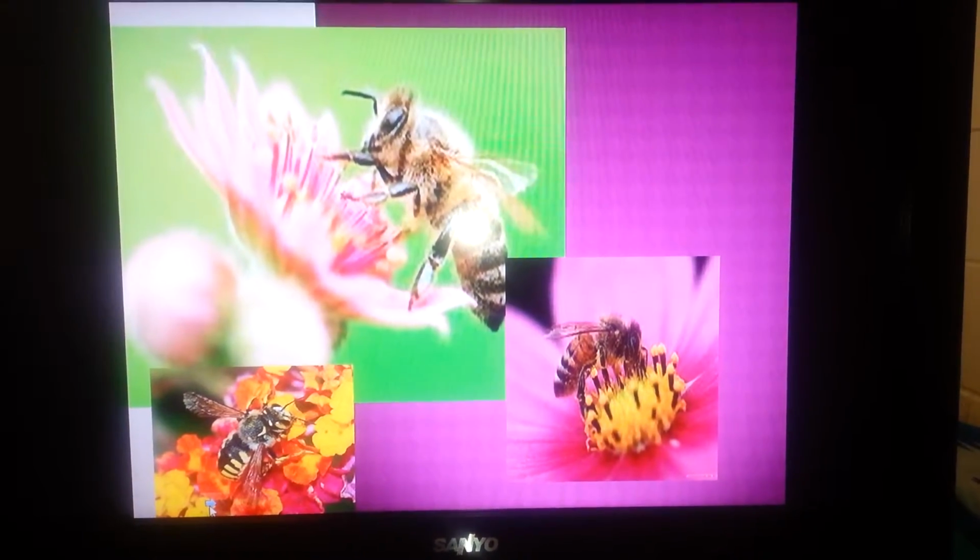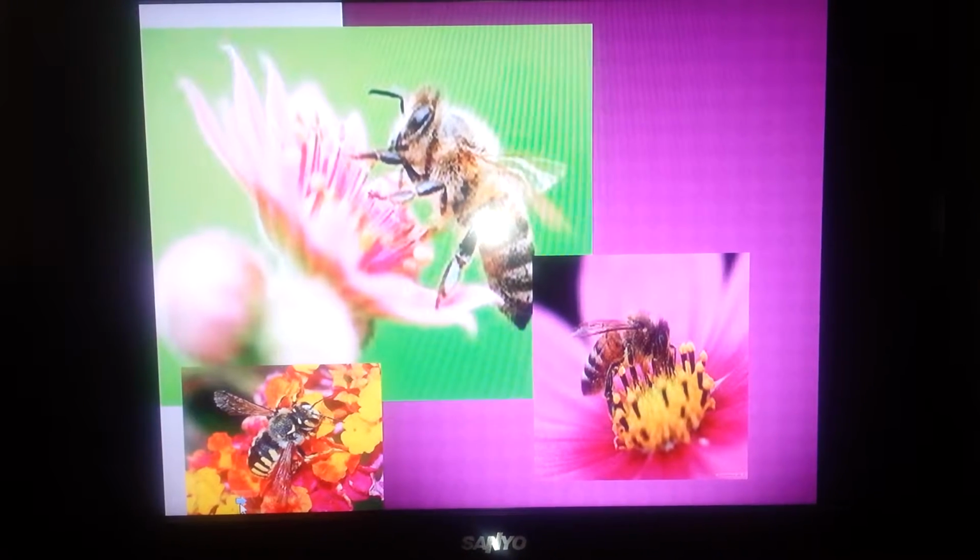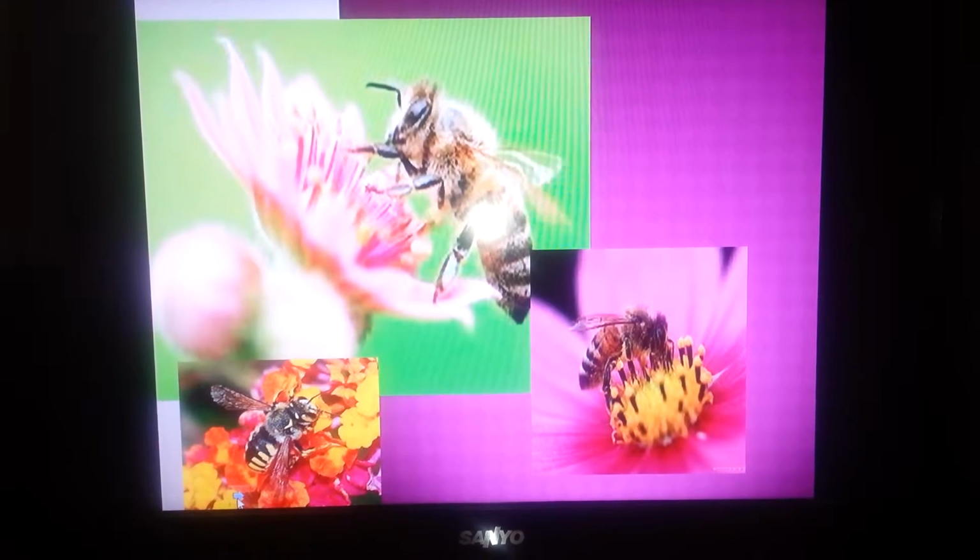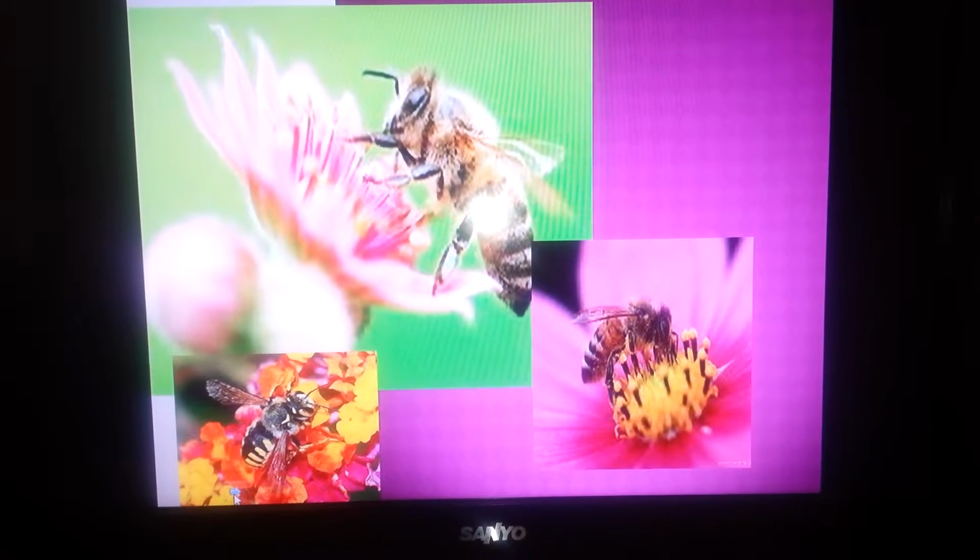Bees help spread the pollen on flowers by eating the pollen off of the flowers and spreading it to other flowers.